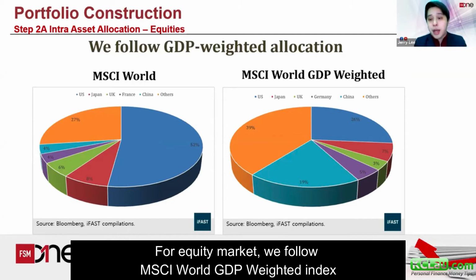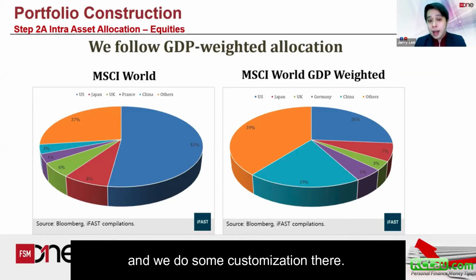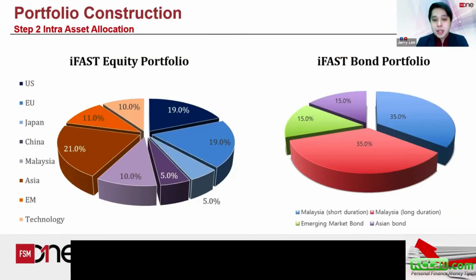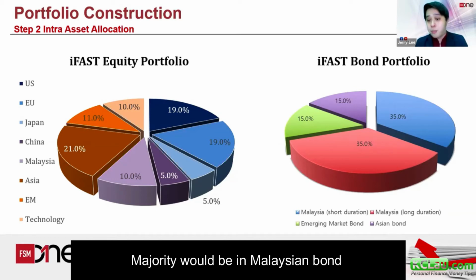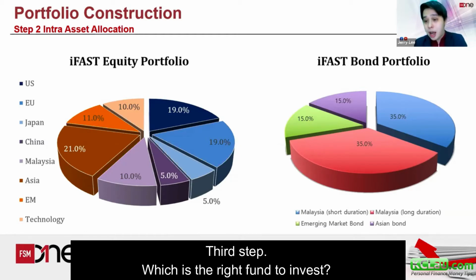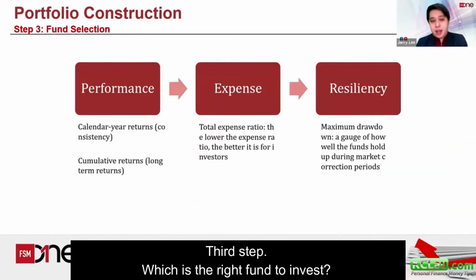Secondly, intra-asset allocation: where are we investing? For the equity markets, we follow the MSCI World GDP Weighted Index, and we do some customization there. And for the bond market, we have our own customized allocation. We don't follow any benchmark. Majority will be in Malaysia bonds, and we have 30% in foreign bonds that's going to be the yield enhancement for the portfolio.